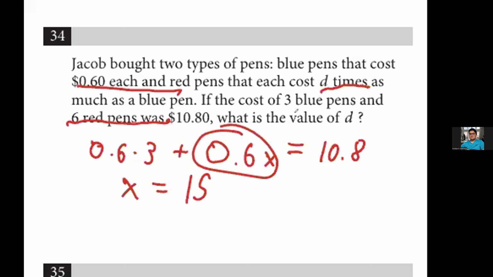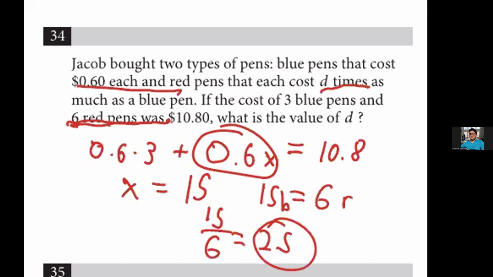So that means 15 blue pens is equal to 6 red pens. So we have 15 blue pens is equal to these 6 red pens, 6 red equals 15 blue. So if we want to find the ratio, we just have to take 15 and divide by 6, which gets us 2.5. So our final answer is 2.5.